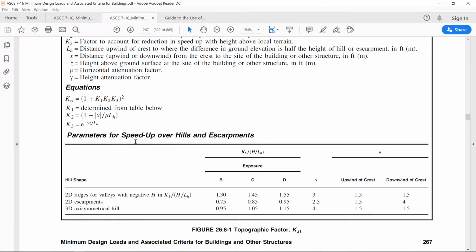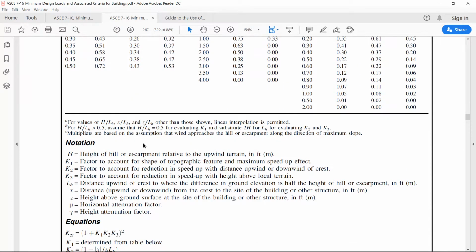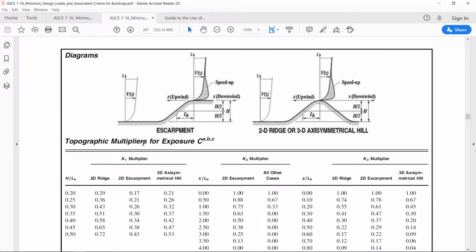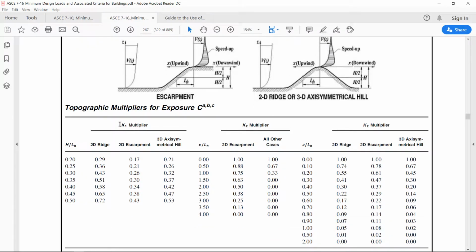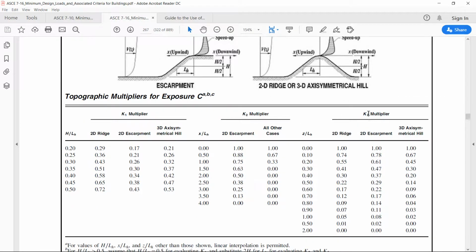Now going back to the figure 26.8.1 here. So here are the two cases. Escarpment is shown as here, and the 2D ridge or a 3D axisymmetrical hill is shown over here. And here the multipliers like K1, K2 and K3 are shown. Please note here, this is not K2. This is K3.